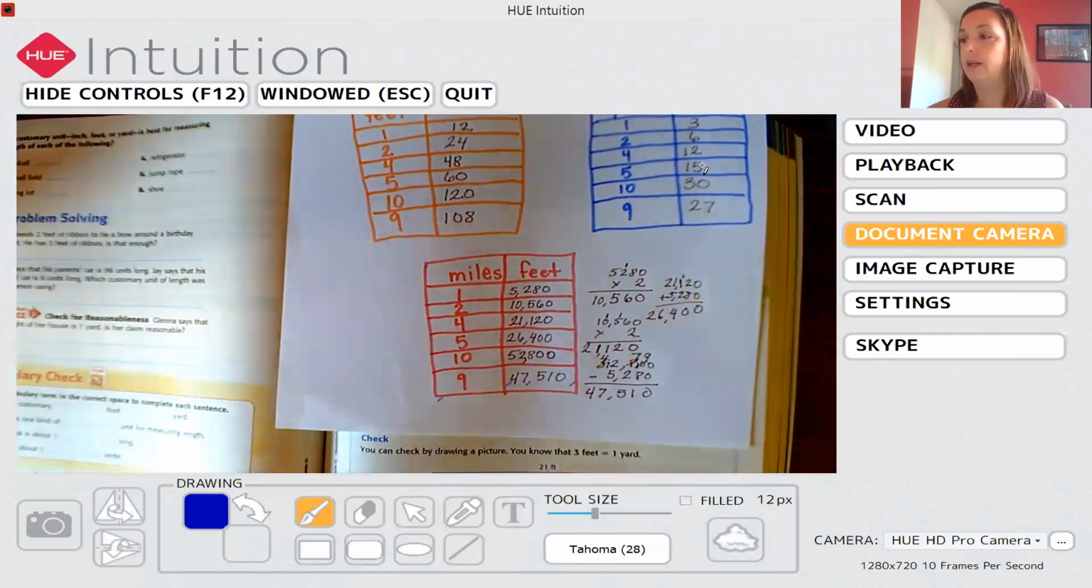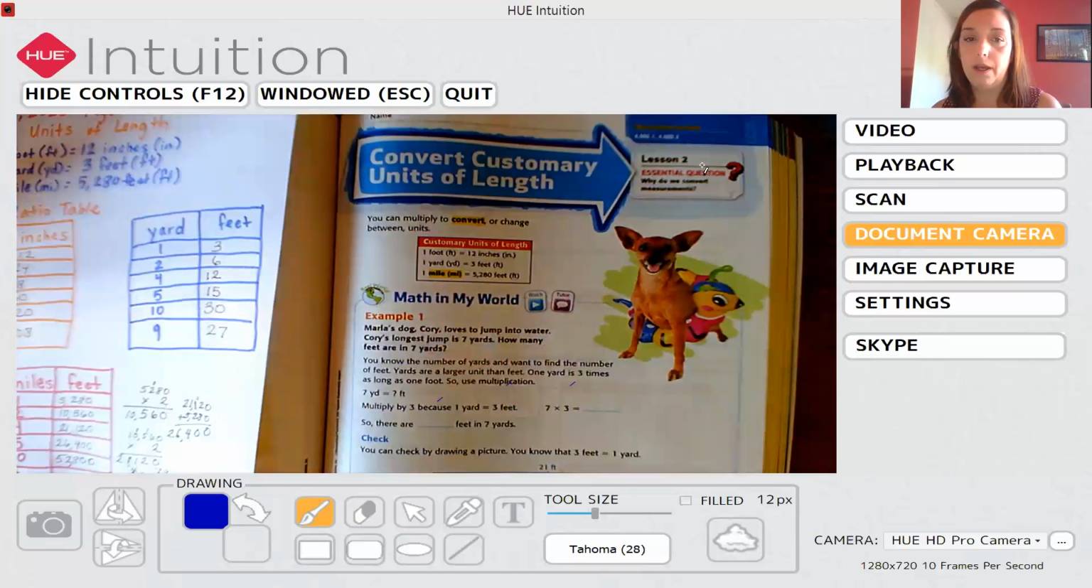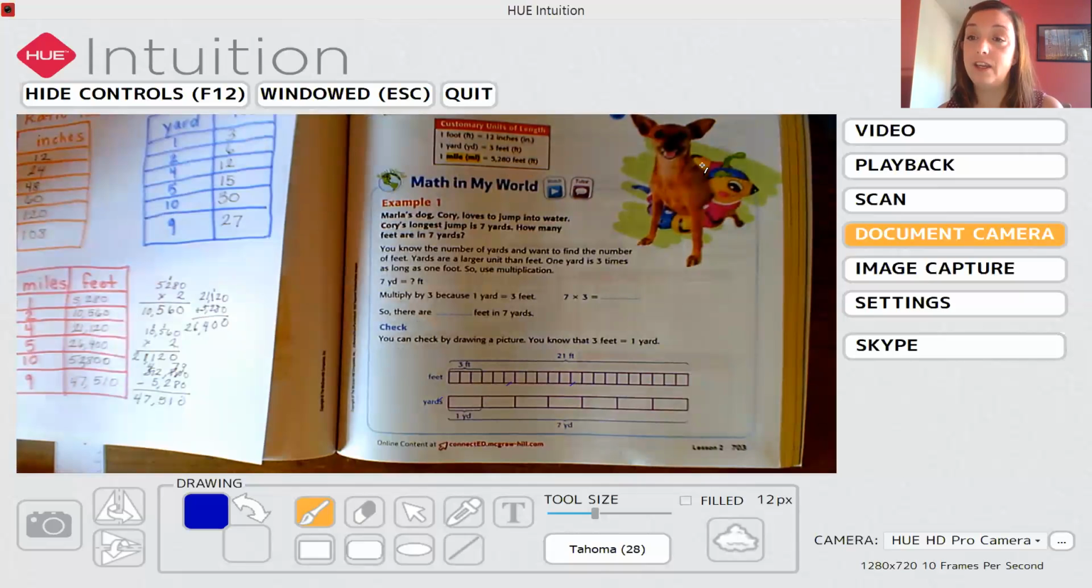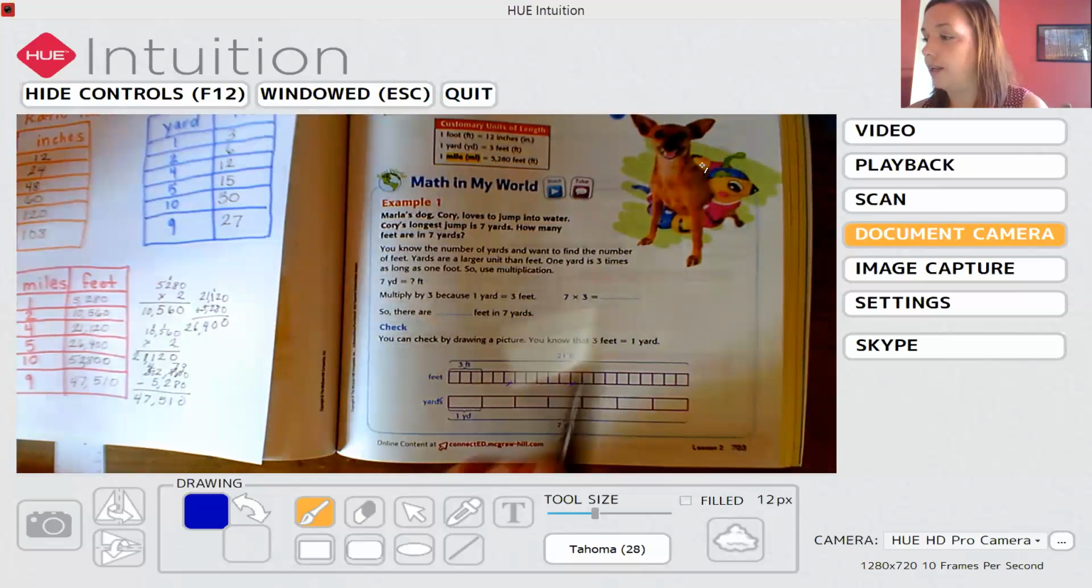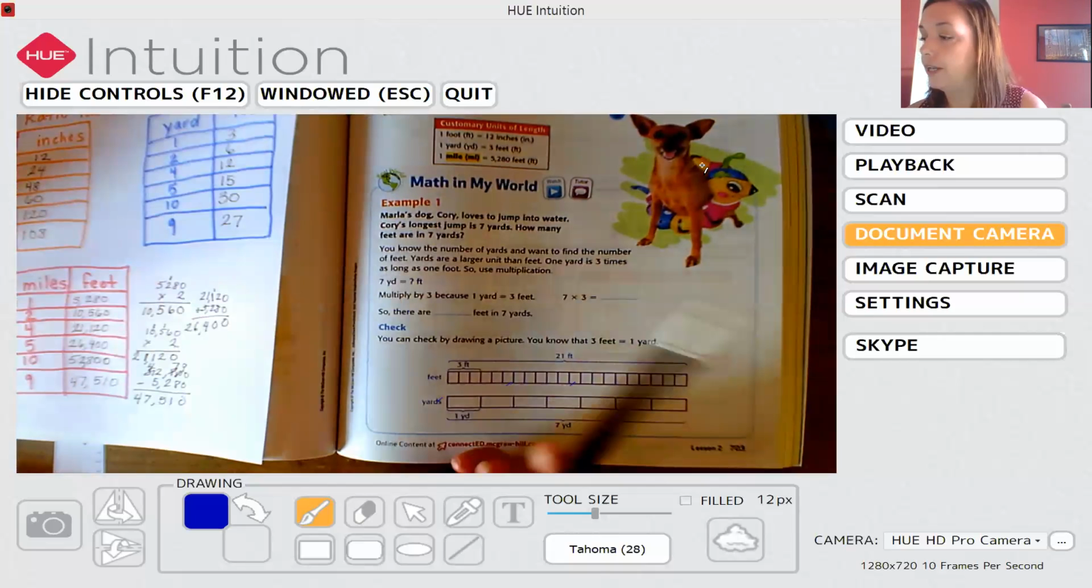Okay, so let's go ahead and take a look at our bookwork. So in the example, it says, Maria's dog, Corey, loves to jump into water. Corey's longest jump is 7 yards. How many feet are in 7 yards? You know the number of yards that you want to find and the number of feet, right? That are in each yard.